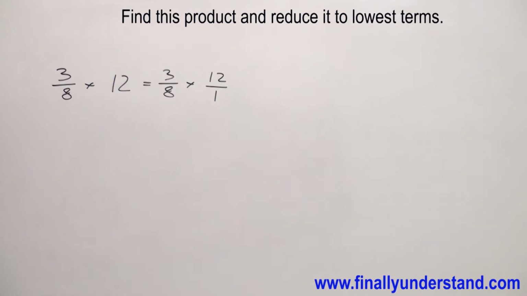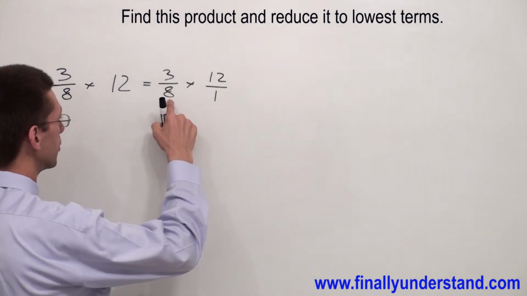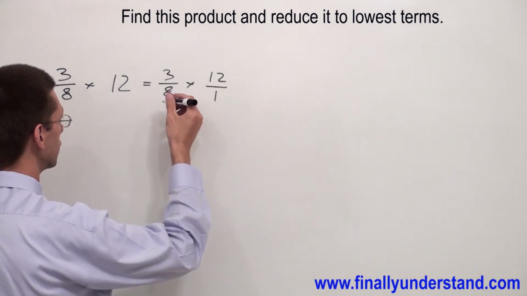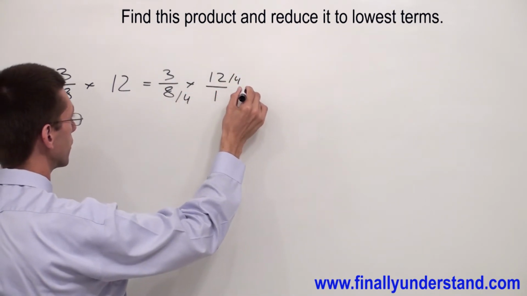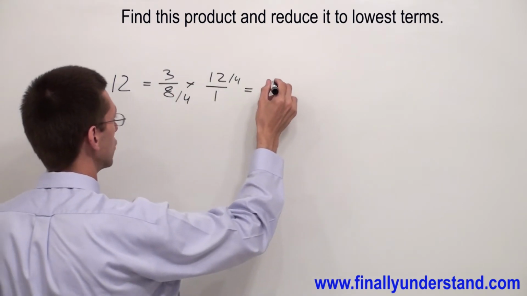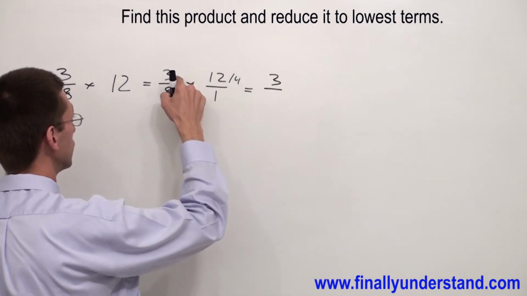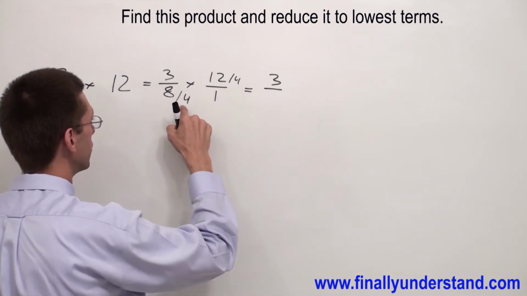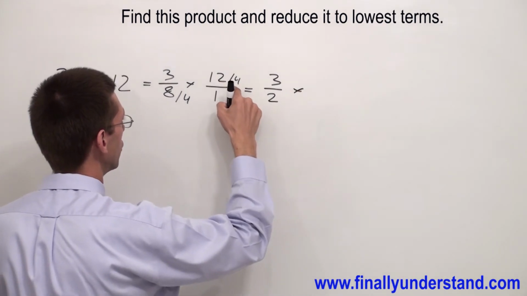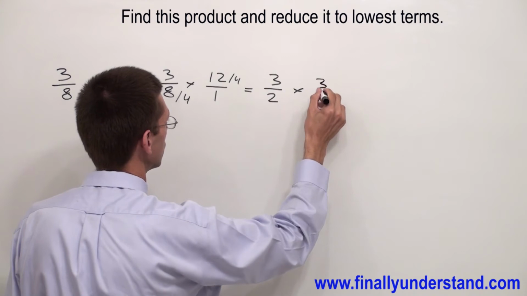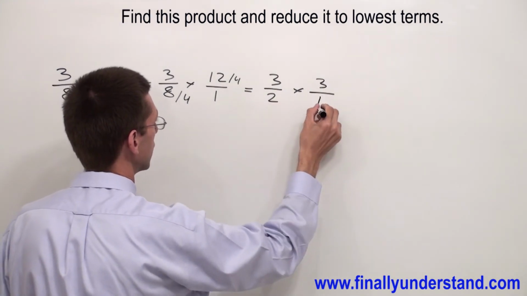Now, next, you have to check what we can reduce. Okay, we said we can reduce any numerator with any denominator. Please notice that 8 is divisible by 4 and 12 is divisible by 4. That's why I'm going to divide 8 by 4, and 12 I'm going to divide also by 4. So my problem is going to look like this. 3, because I didn't do anything with 3, over 8 divided by 4 is 2, times 12 divided by 4 is 3, and I have 1.